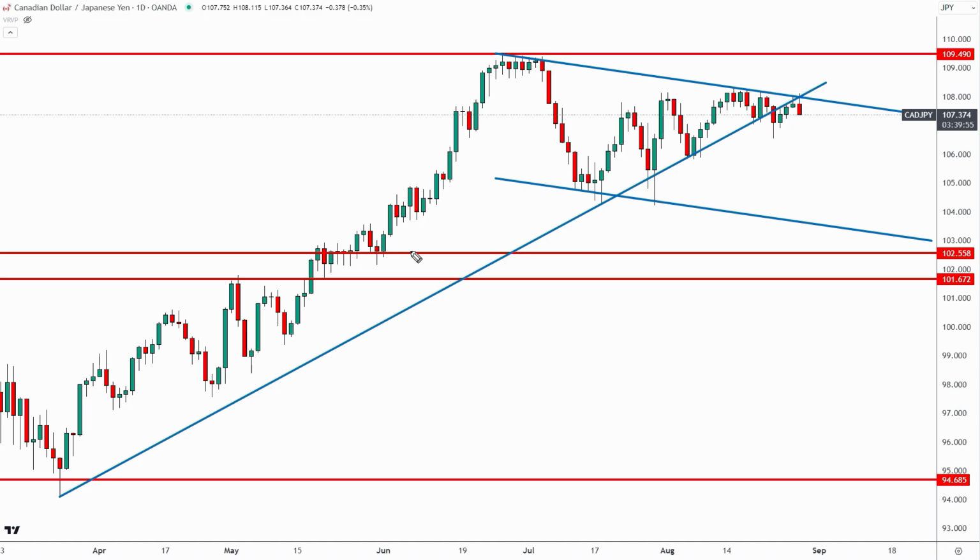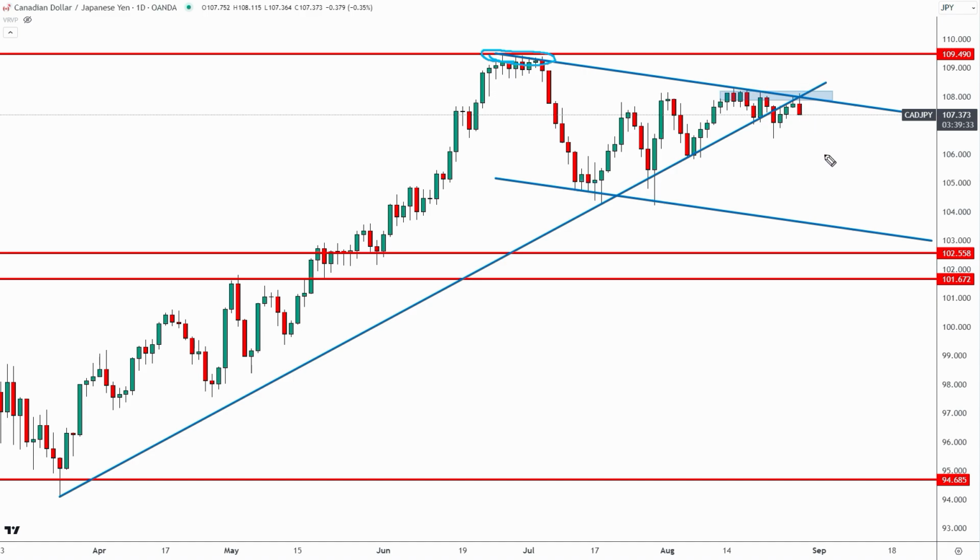However, I told members, okay, a few days ago that I was looking for shorts on the CAD yen up here in this area. And the reason for that too is you can see that we do have the top of this channel right up here. Okay, so this area right around 108, this is where I was looking for shorts. And you can see that we do have the market moving nicely lower so far today.